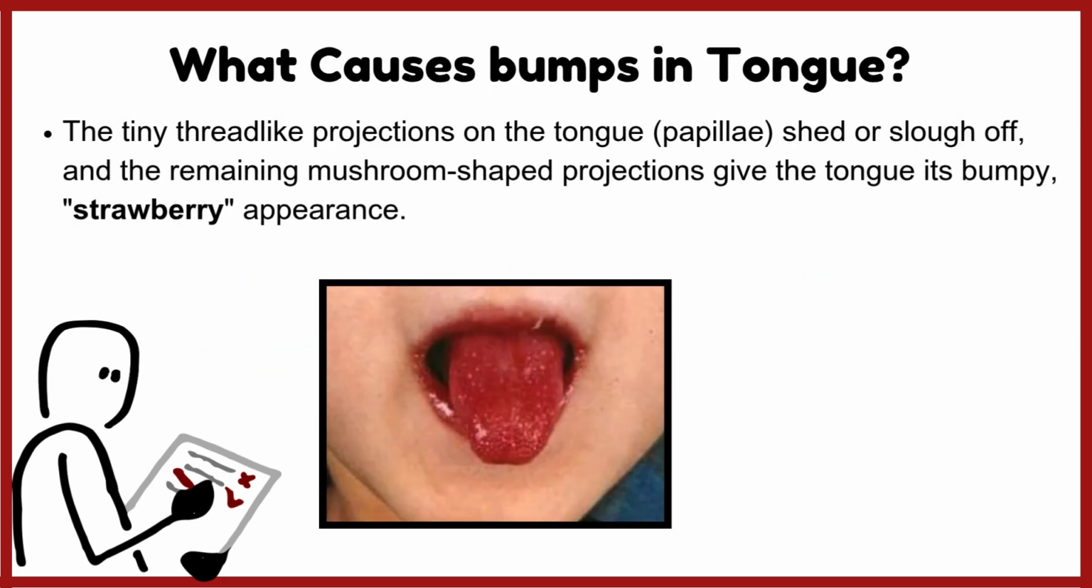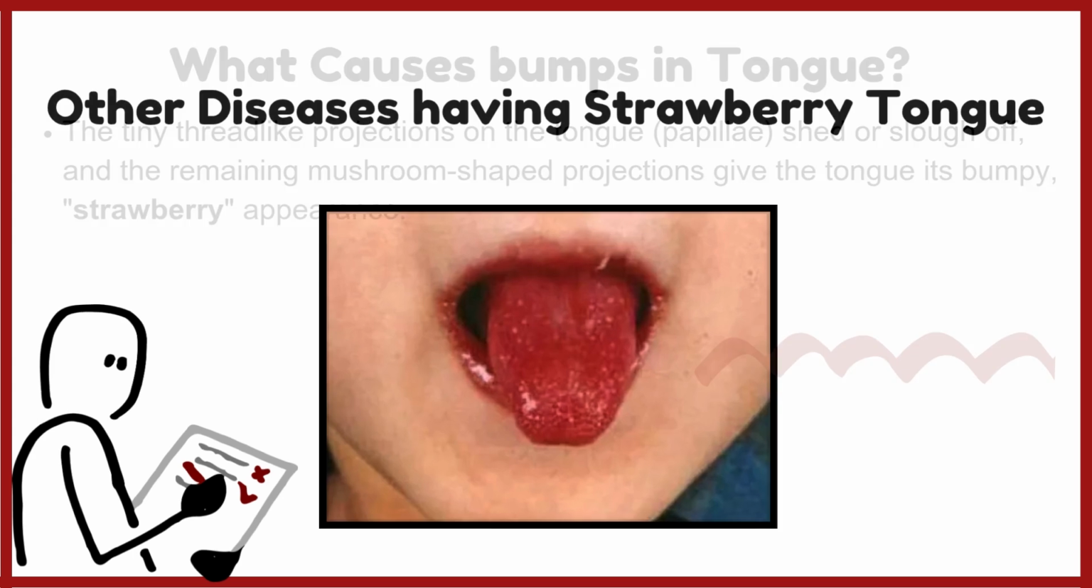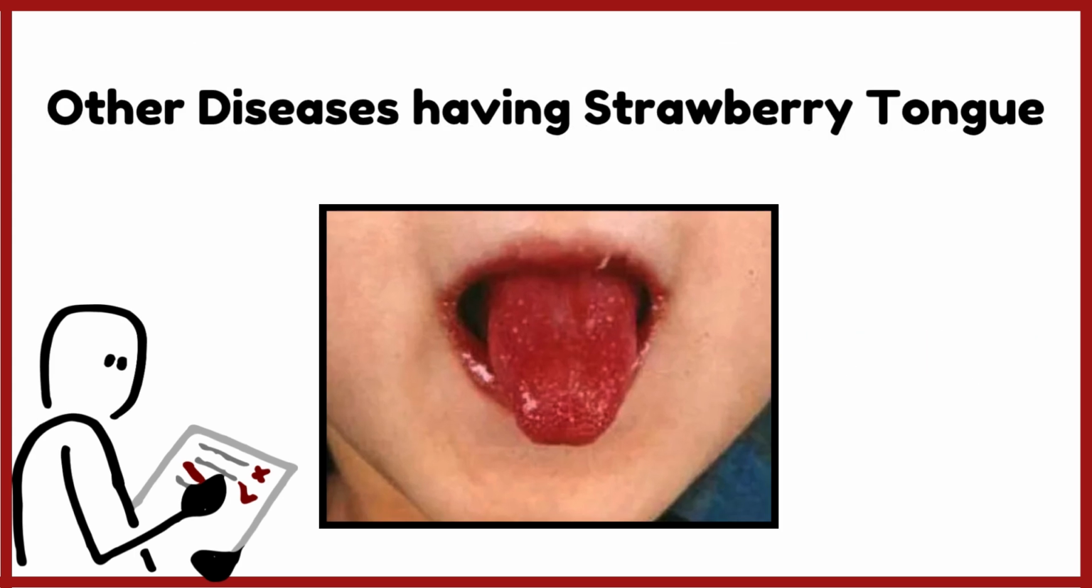What causes the bumps on the tongue? The tiny thread-like projections on the tongue, papillae, shed or slough off, and the remaining mushroom-shaped projections give the tongue its bumpy, strawberry appearance.